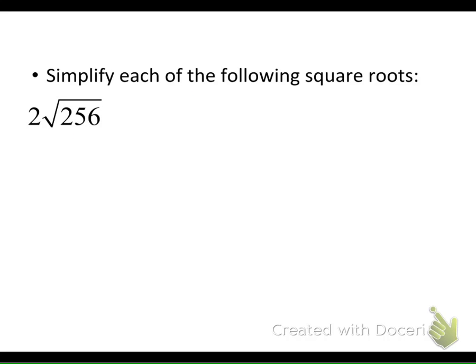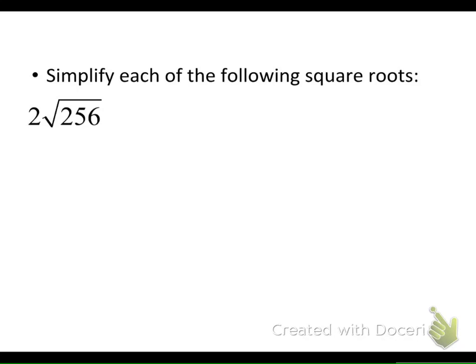The second one is 2 times the square root of 256. What is the number that's in the outside position? What's that 2? The coefficient. We're going to not pay any attention to that coefficient just quite yet. The first thing I'm going to do is see if 256 is a perfect square. Is 256 a perfect square? No. So we're going to have to factor it.